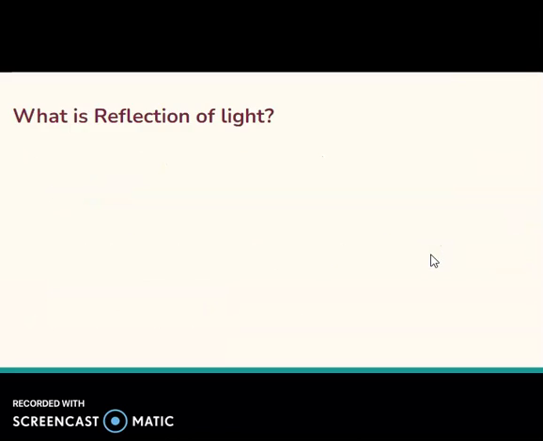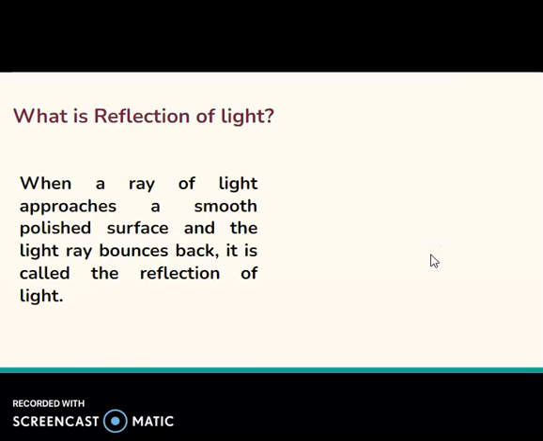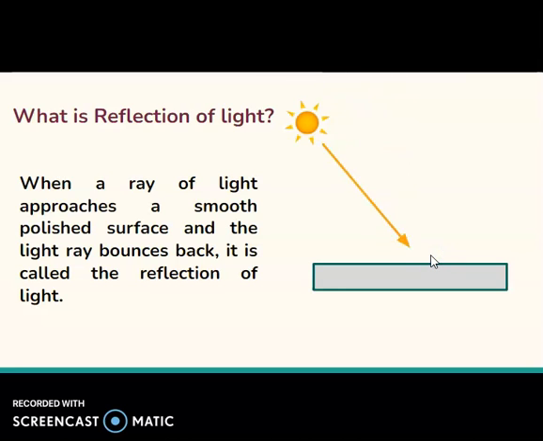What is reflection of light? When a ray of light approaches a smooth polished surface and the light ray bounces back, it is called the reflection of light. The ray which strikes an object is known as the incident ray. The point at which it strikes the object is known as the point of incidence. The incident light ray which lands upon the surface is said to be reflected off the surface.